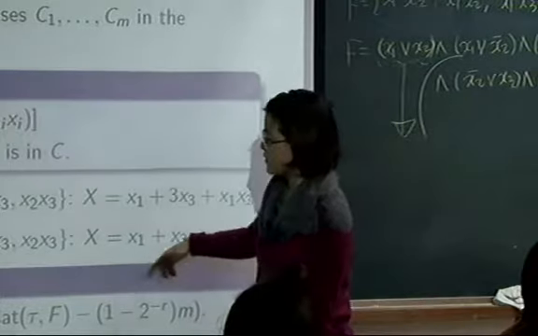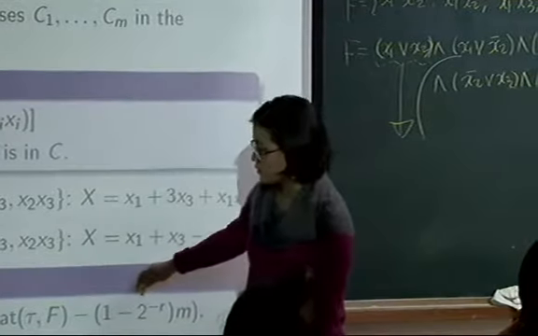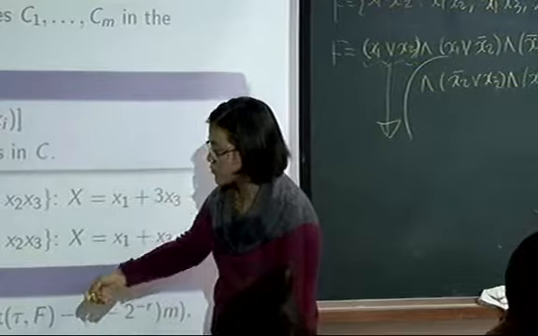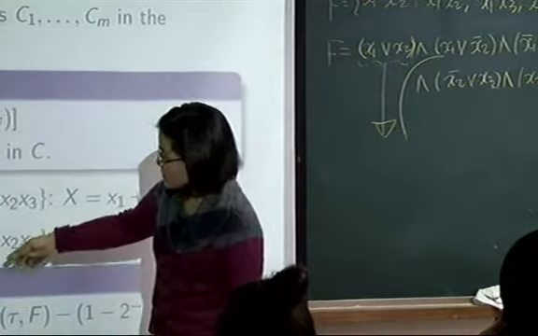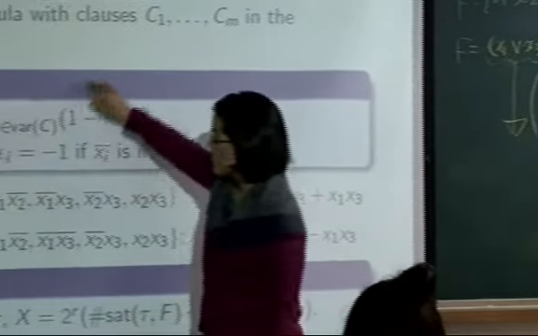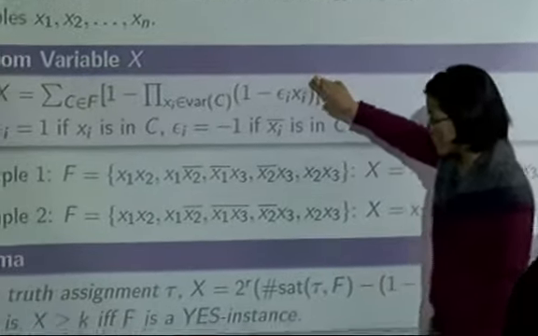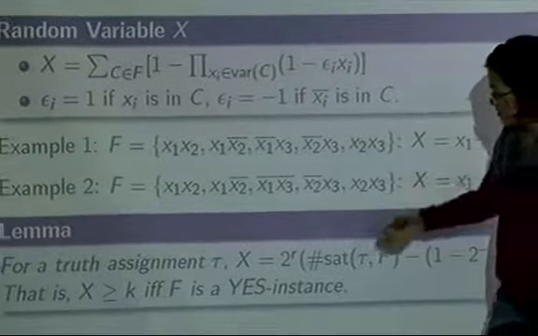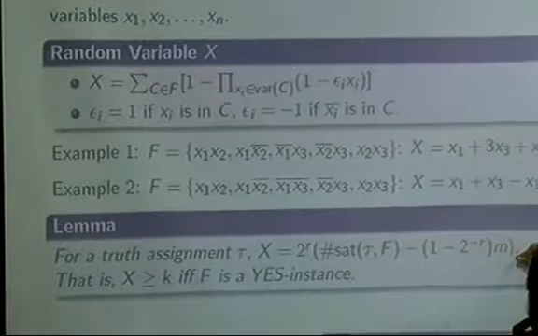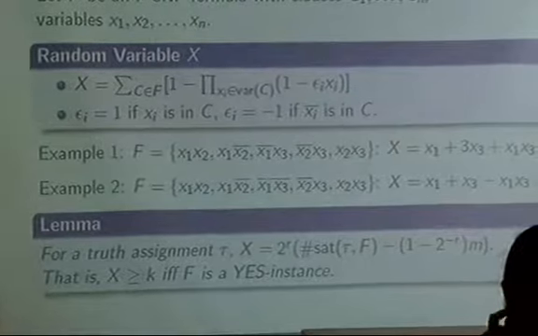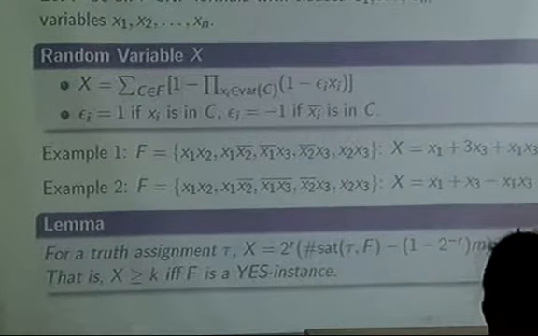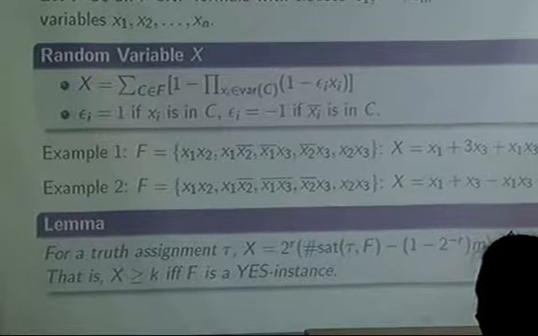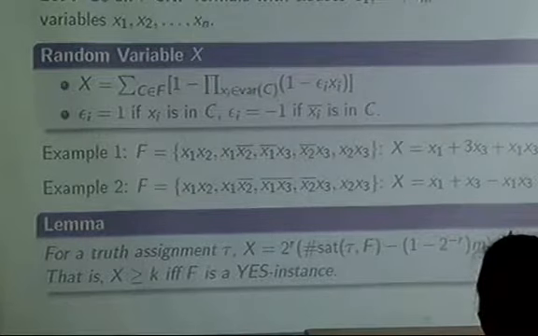Well, okay, that can be represented by the following lemma. Given any truth assignment tau, the random variable x represented in this way is equal to the following number. So it basically computes how many extra clauses can be satisfied in a given CNF formula.